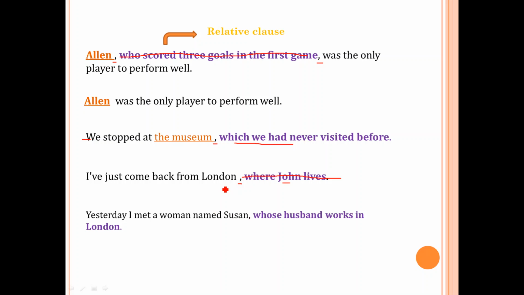Okay. Yesterday I met a woman named Susan whose husband works in London. البارحة قابلت امرأة تدعى سوزان زوجها يعمل في مدينة لندن. Once again this one actually is extra information. It's not really necessary. So if we delete this one and say yesterday I met a woman named Susan, then my sentence is 100% correct.